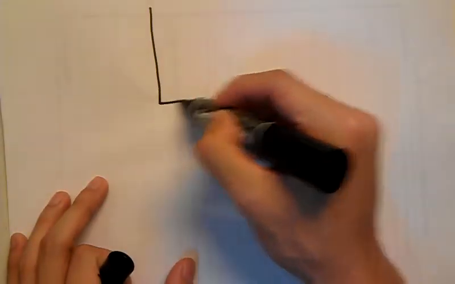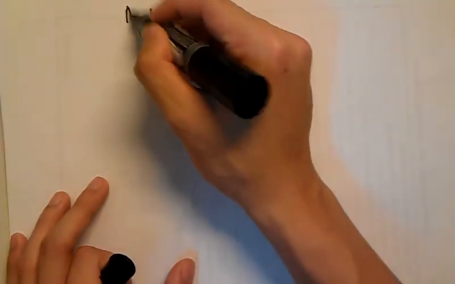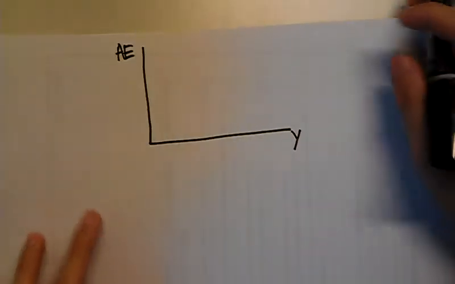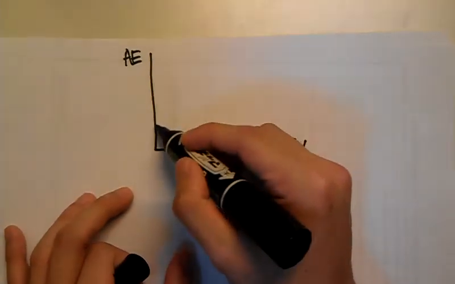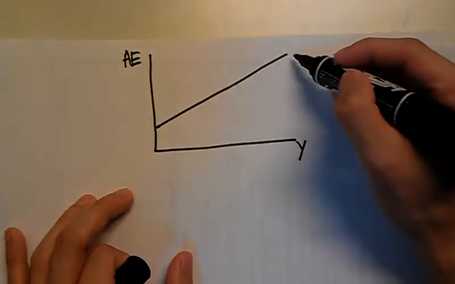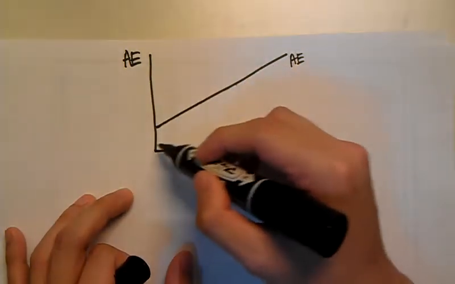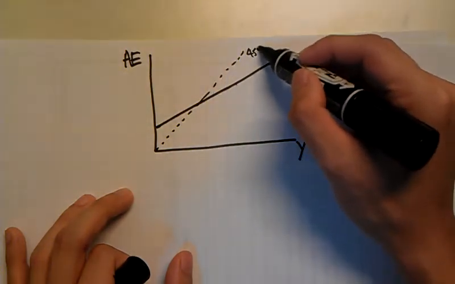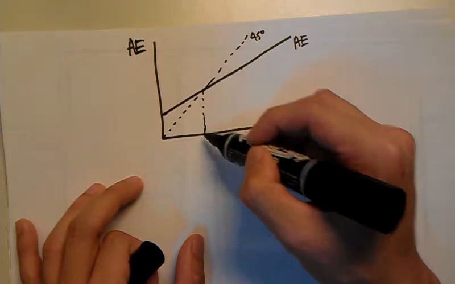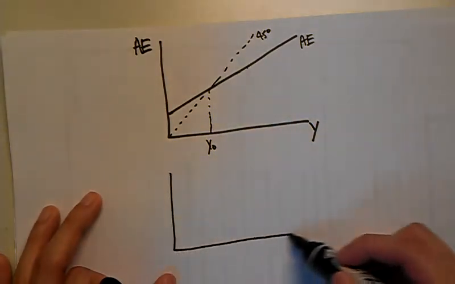Keynesian cross model, sorry. This is Y, this is aggregate expenditure. Let's just assume that this economy has only consumers and no government. So this is what our AE model will look like. This is aggregate expenditure, and we're going to draw a 45-degree line up here, and this will give us our equilibrium income. So we just extend it downwards.